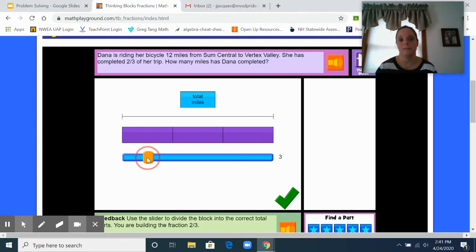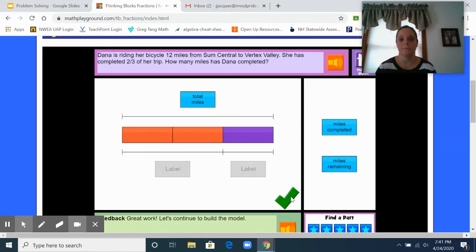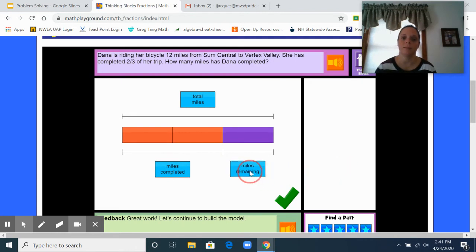And you can see, you just slide the slider to get the parts you need. And when you're done, you check that. Now I need to select a fraction from this strip that represents a length of 2/3. So that's 1/3, 2/3. Now I'll put in my labels, and it says that she has completed 2/3. So the red 2/3 is miles completed, and the purple is the miles remaining.